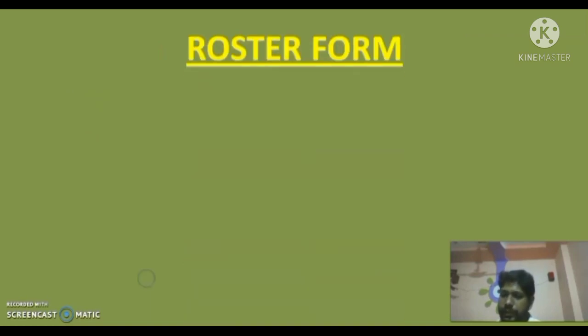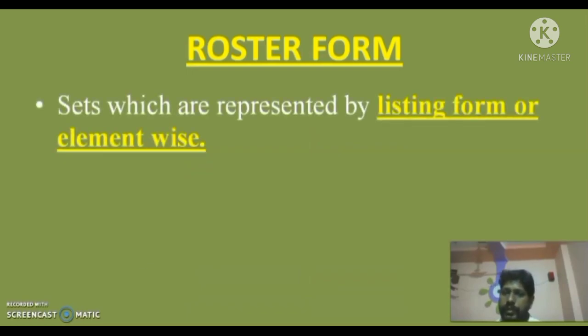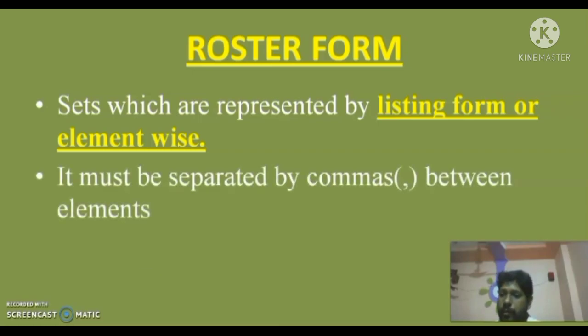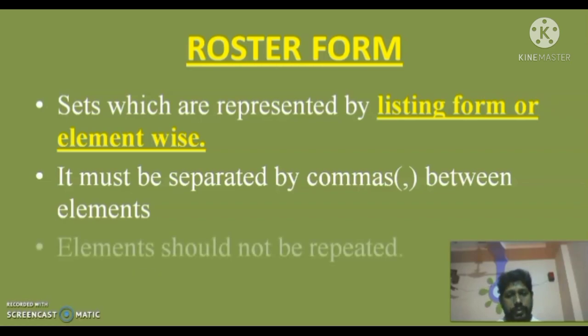Let me see some examples and a definition of roster form. Roster form means a set which can be represented by listing form, or element wise. Listing form means everything is separated by commas between elements. For example, if you write two elements, those two elements are separated by commas. If it is separated by commas, it is called roster form. And the second condition is elements should not be repeated.